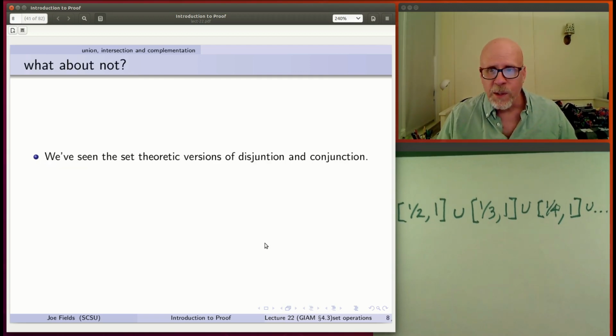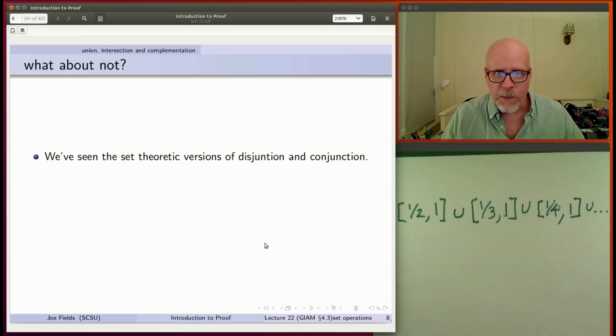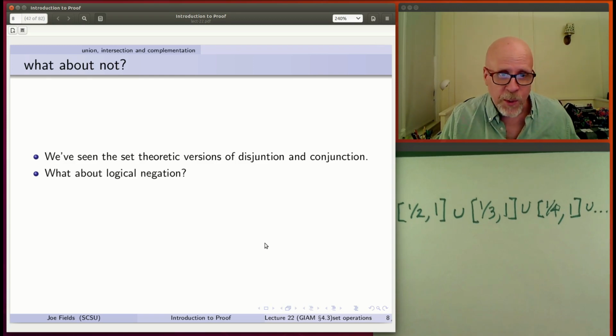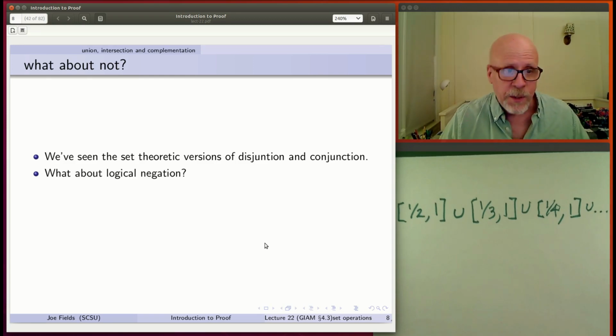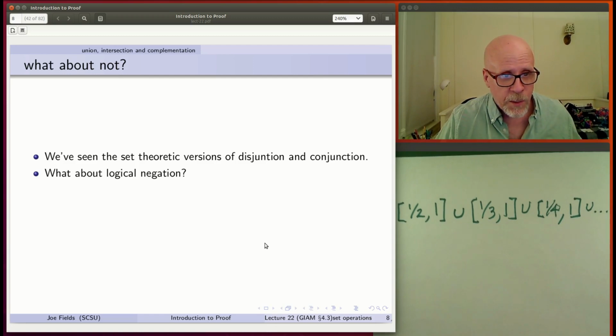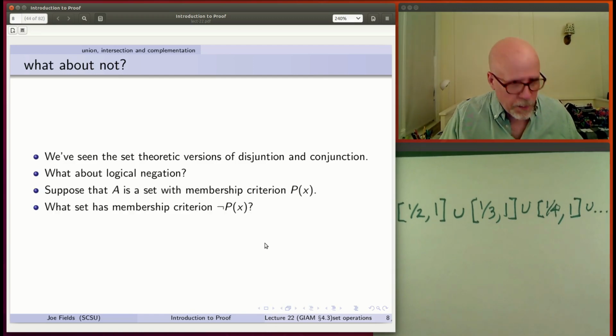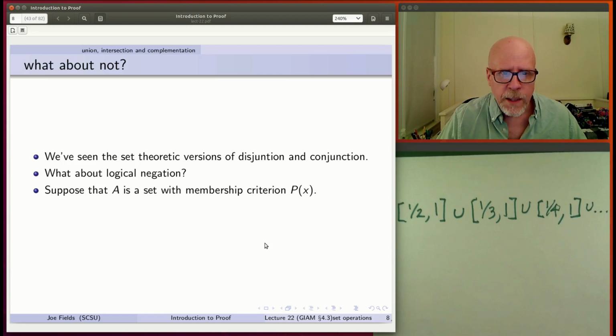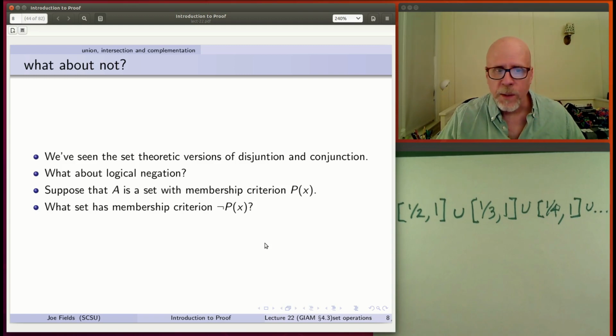Okay, so we've just seen set theoretic versions of disjunction and conjunction. There's one other operation we had when we were doing logic stuff. Well, there's multiples, but the next thing we dealt with when we were doing logic was not, or logical negation. Where does that come in this story? Suppose A is a set and its membership criterion is P of X. What set has the membership criterion negation of P of X? That's really what we're asking. What in the sets will correspond to negating the P of X?